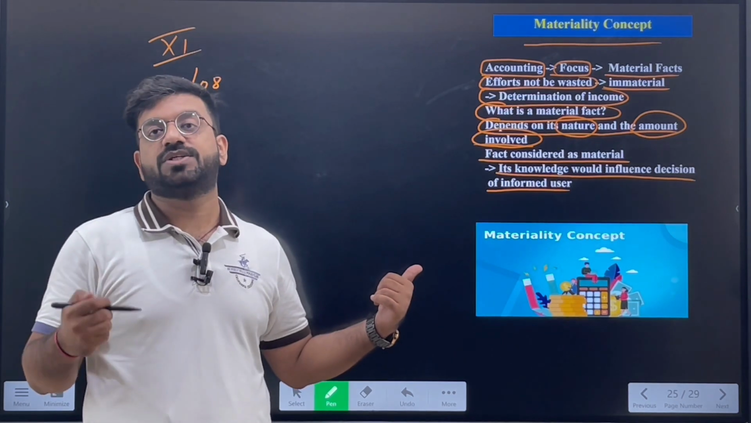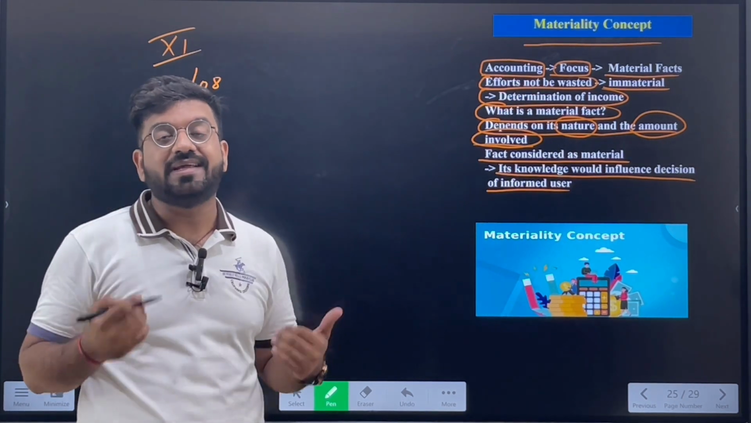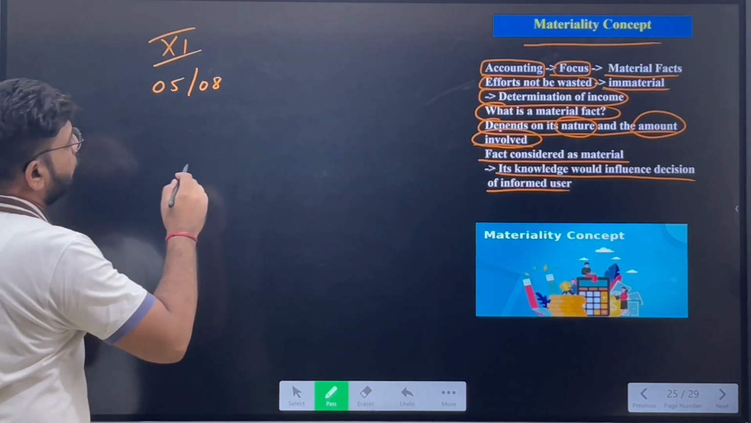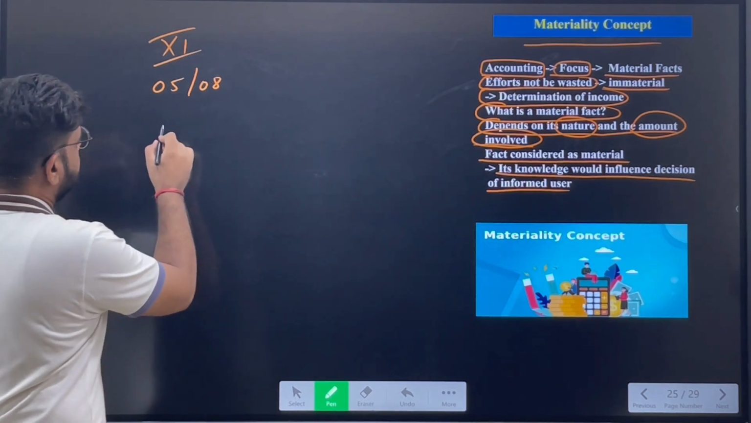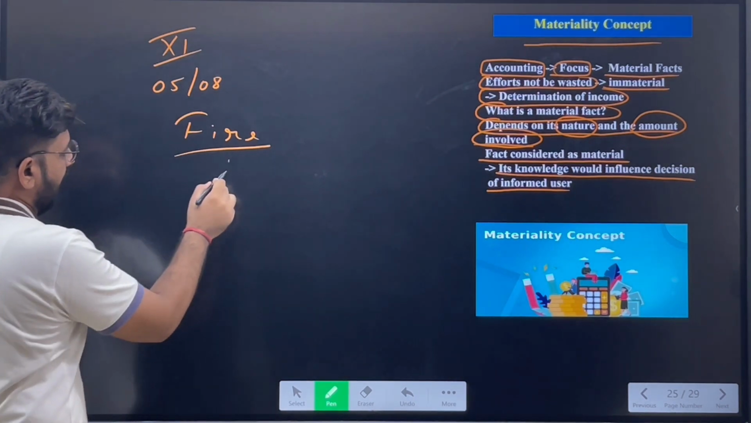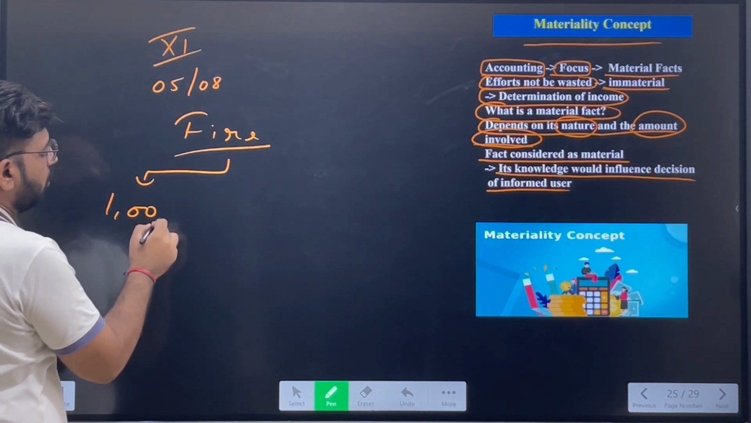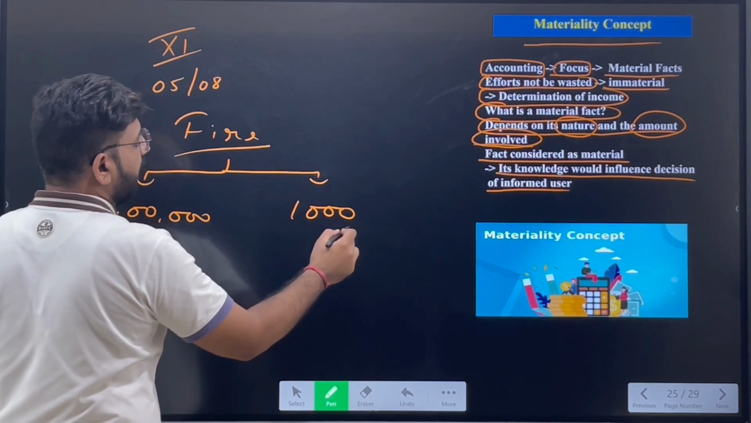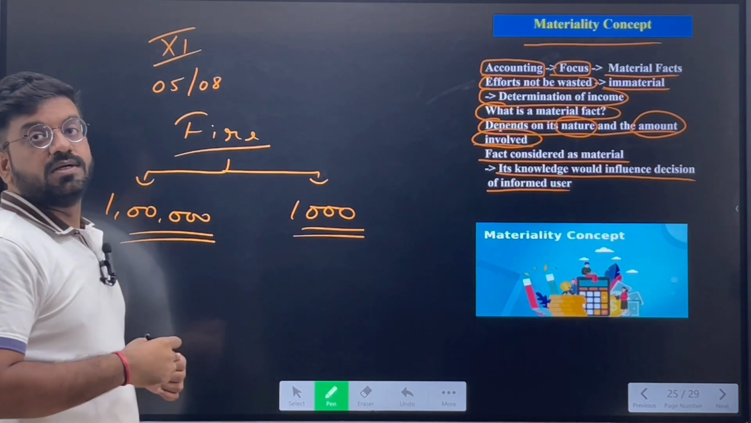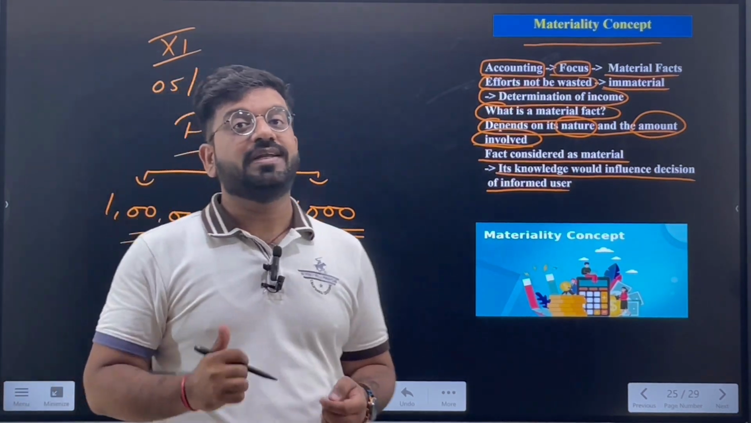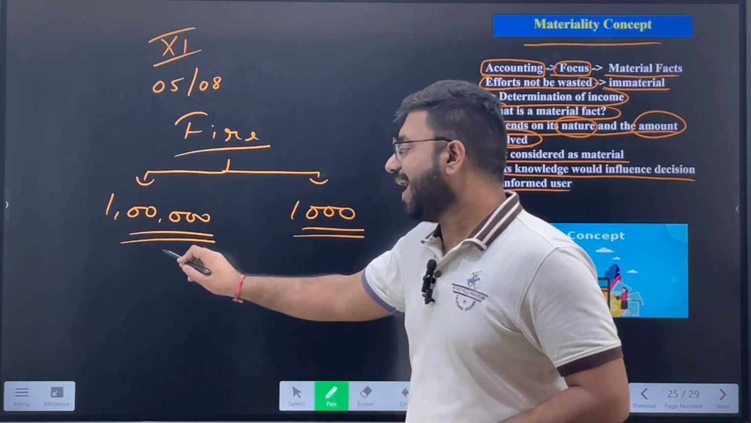So this information helps the users to take the financial decision whether to invest in the company or not to invest in the company. If at all, for example, now what is material and what is non-material? Suppose a fire broke out in the factory, and a company incurred a loss of say rupees 1 lakh, and another fire broke out where the company lost goods worth rupees 1000. Now you tell me which one is material. Obviously 1 lakh is material.